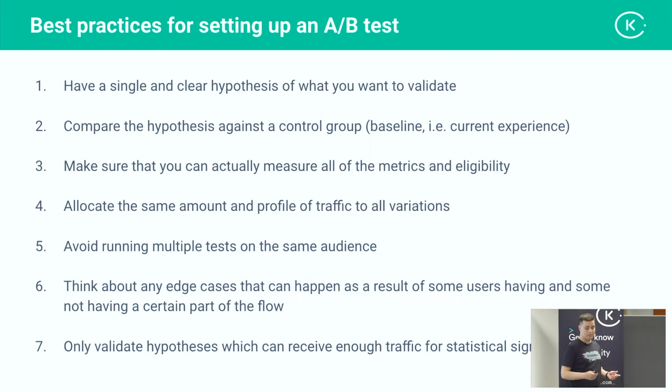When you're running the test, you always need to compare the hypothesis to some kind of a control group, and that's usually baseline, meaning the current experience. If you change the baseline and run the test then, it's not really relevant because you're comparing the new experience also against the modified experience. So this is also something to watch out for. The third one, make sure that you can actually measure all of the metrics and also eligibility, which I'm going to touch upon a bit later.